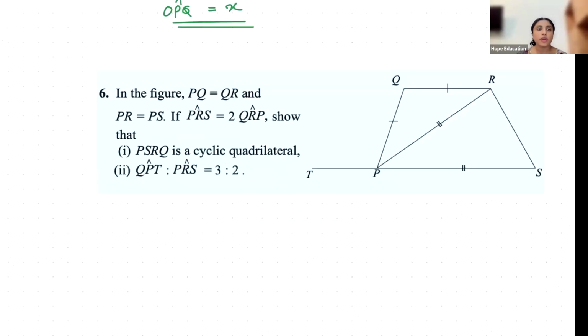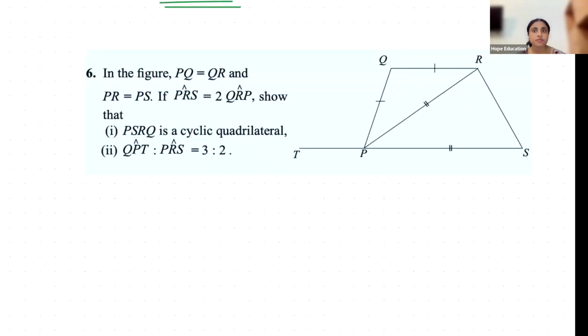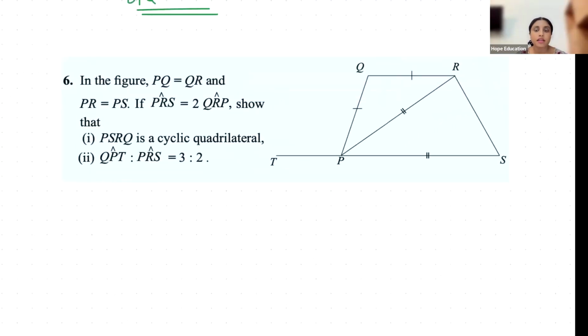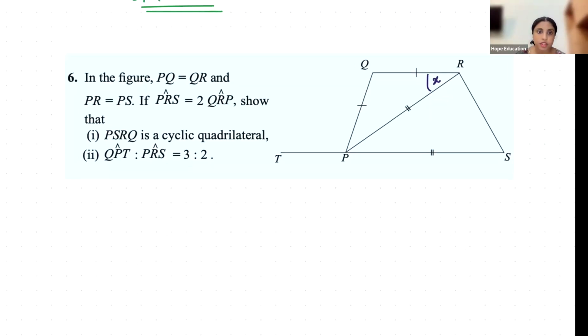In the figure, PQ equals QR, which is marked. PR equals PS is also marked. If PRS equals twice QRP, show that PSRQ is a cyclic quadrilateral. PRS equals 2QRP, right? Now I will write QRP as X, just so it is easier. When I put X to any angle, I will write it here. QRP is equal to X.